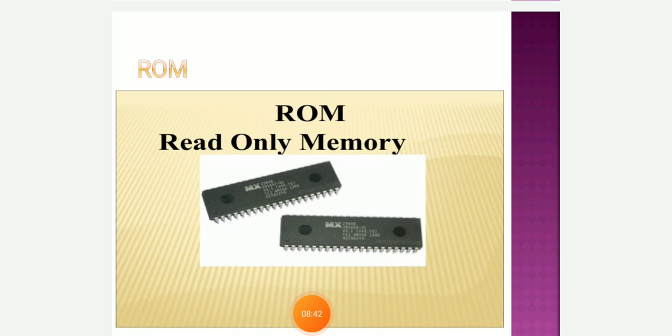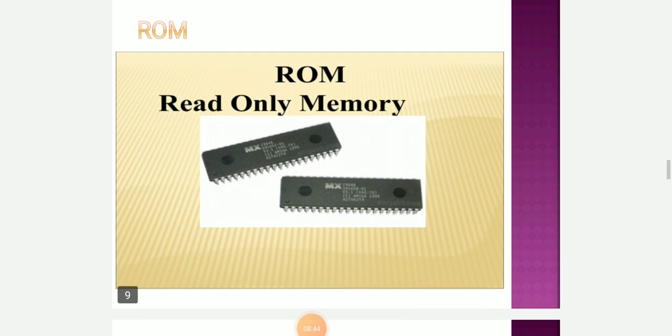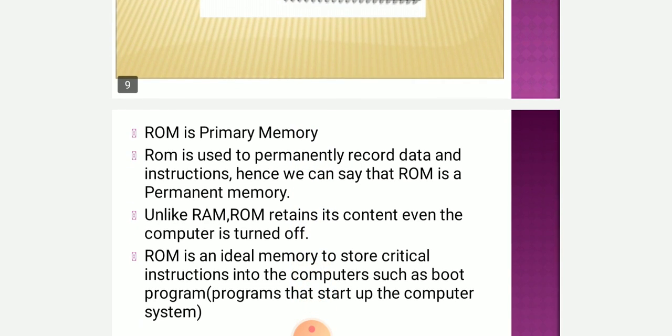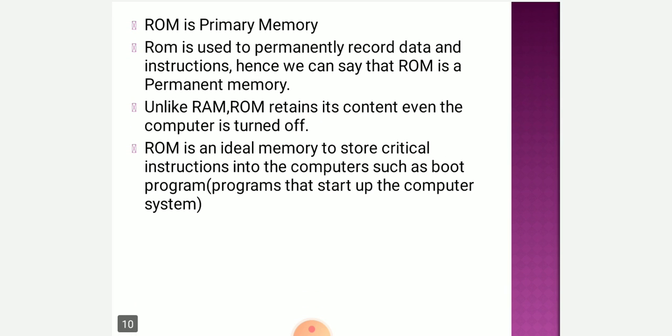So students, here you can easily see this is the picture of ROM. The full form of ROM is read only memory. ROM is a primary memory. ROM is also part of primary memory. RAM and ROM both are part of primary memory.